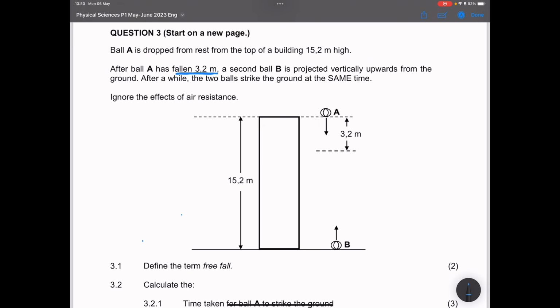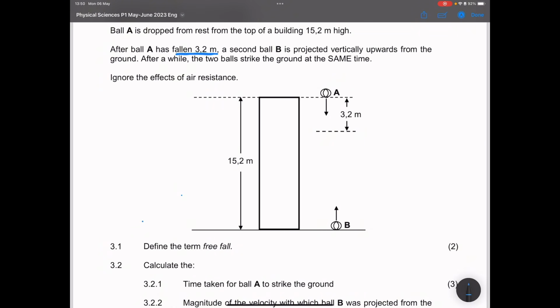First of all, they ask us to calculate the time taken for ball A to strike the ground. Now, ladies and gents, I'm going to first look at A. We know that the initial velocity would be 0, and by the way, I'm going to take downwards motion as positive. So the initial velocity for A is 0, they told me that it is dropped from rest. The final velocity is unknown. I don't know the velocity when it gets to the ground.